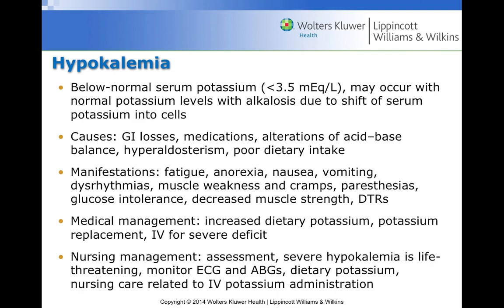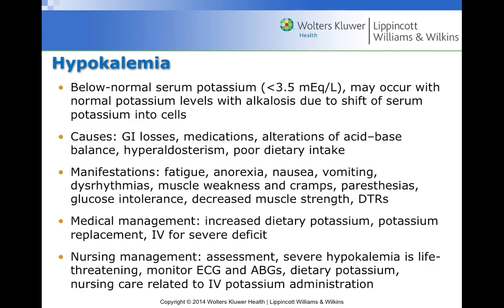If oral administration of potassium is not feasible, the IV route is indicated. The IV route is mandatory for patients with severe hypokalemia, which is a level of 2 or less. Although potassium chloride, KCl, is usually used to correct potassium deficits, potassium acetate or potassium phosphate may also be prescribed.